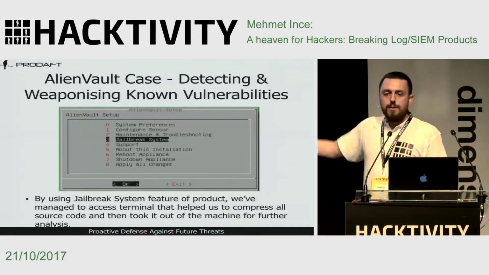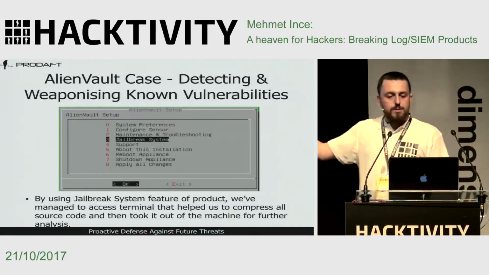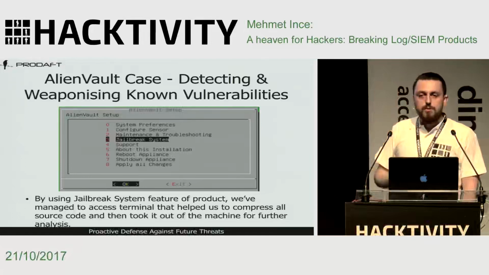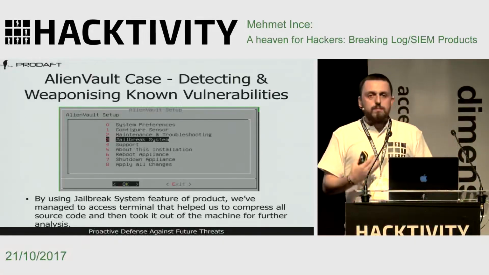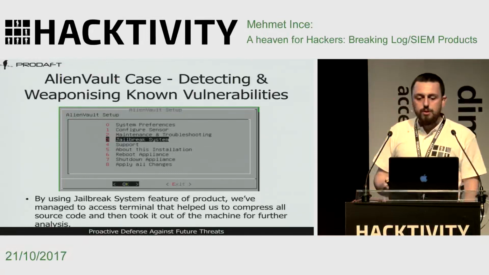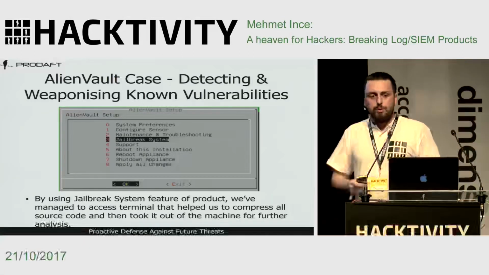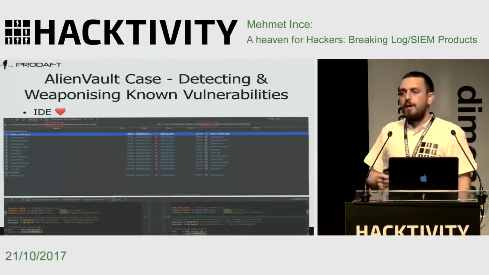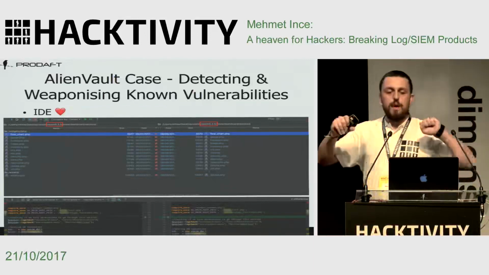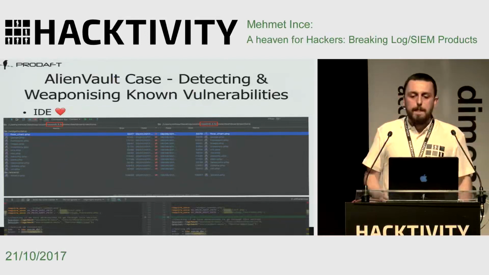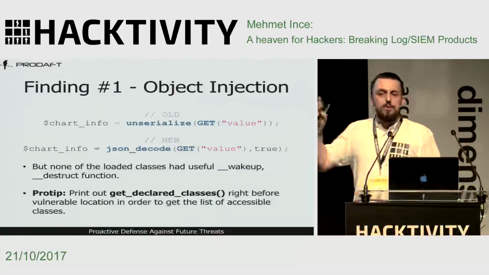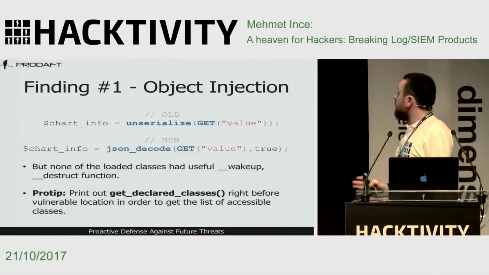This is the initial screen of this product. There is a jailbreak system functionality which gives you direct root access to the machine. By having root access to the machine, we managed to download all the source code. So after that, we took the source code out of those boxes. By using IDEs, we managed to understand the differences. By reading the differences, this was the first vulnerability that we saw.